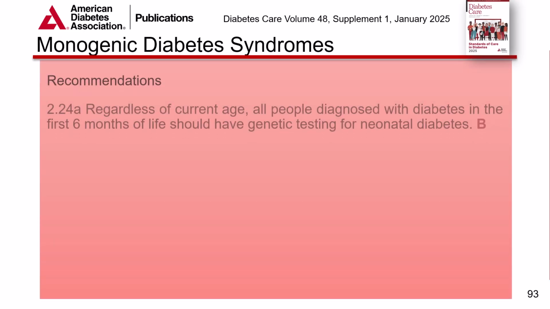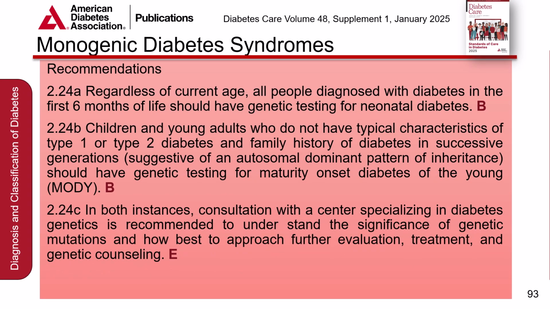Monogenic diabetes syndromes. Recommendations. 2.24a. Regardless of current age, all people diagnosed with diabetes in the first 6 months of life should have genetic testing for neonatal diabetes. Level of evidence B. 2.24b. Children and young adults who do not have typical characteristics of type 1 or type 2 diabetes and family history of diabetes in successive generations, suggestive of an autosomal dominant pattern of inheritance, should have genetic testing for maturity onset diabetes of the young, MODY.